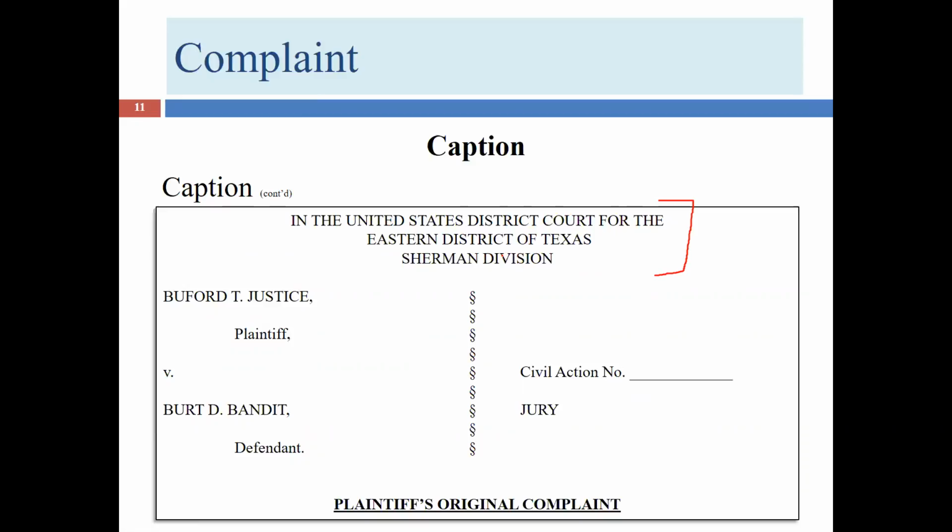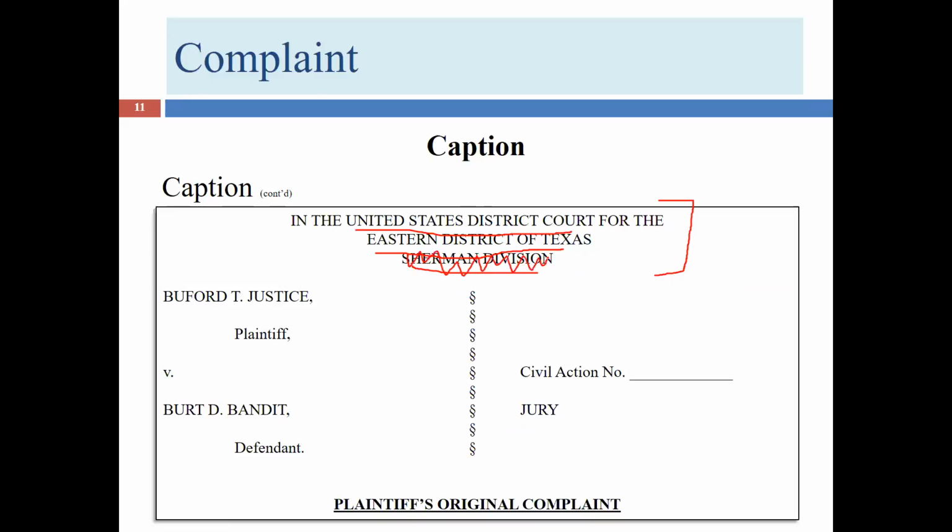So you can see we know it's in federal court because it says the U.S. District Court. We know it's in the Eastern District, and we even know which division it's in. You want to list all three pieces of that information. Now, not every federal district is going to have separate divisions. Some just have one division. If it just has one division, you wouldn't include this information in here at all.